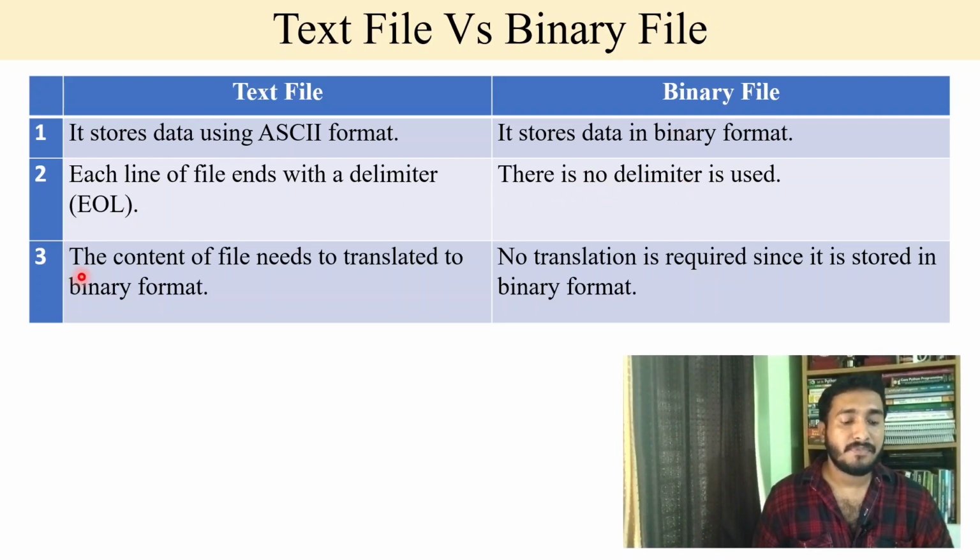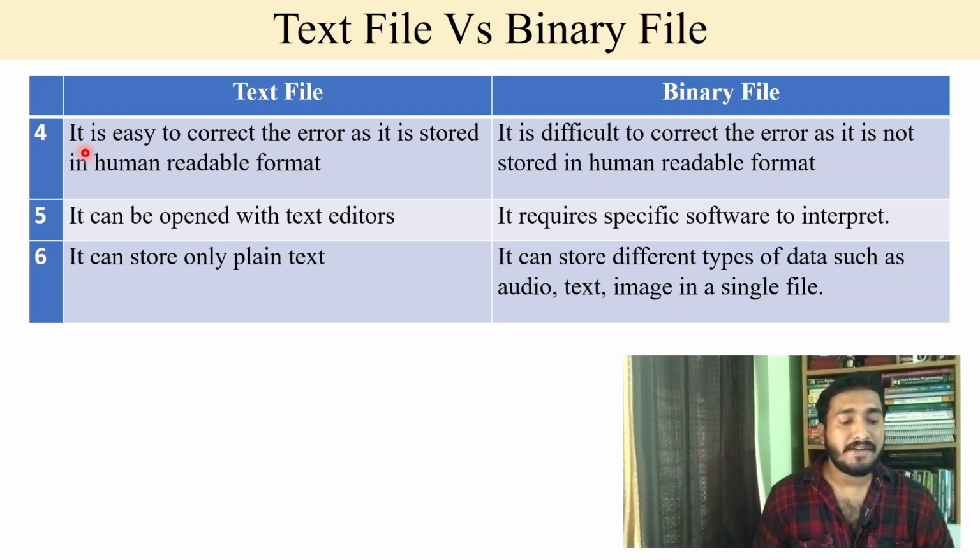In text file, the content of the file needs to be translated to binary format because otherwise the computer cannot understand it. But in case of binary file, no translation is required because it is stored in binary format already. In text file, it is easy to correct the error because it is stored in human readable format. Binary file is difficult to correct because it is not stored in human readable format.